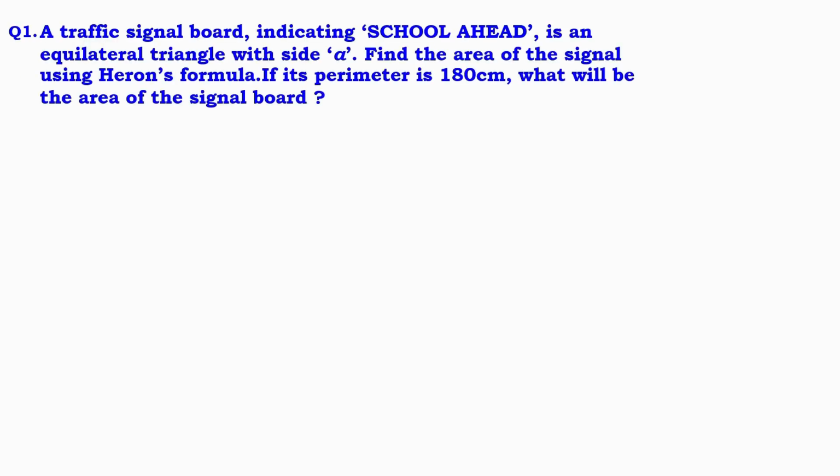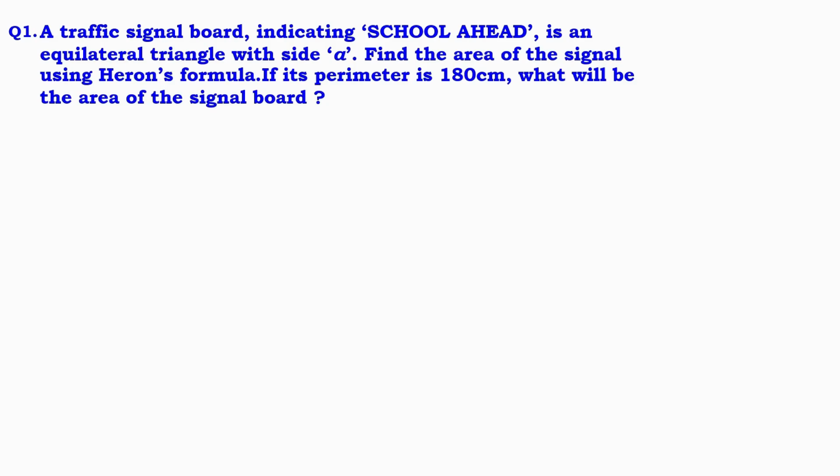Now let us take a look at the question. Once you start solving the problem, you will have a much deeper understanding. Okay, so the first question is: a traffic signal board indicating school ahead is an equilateral triangle with side a. Find the area of the signal board using Heron's formula, if its perimeter is 180 centimeters.